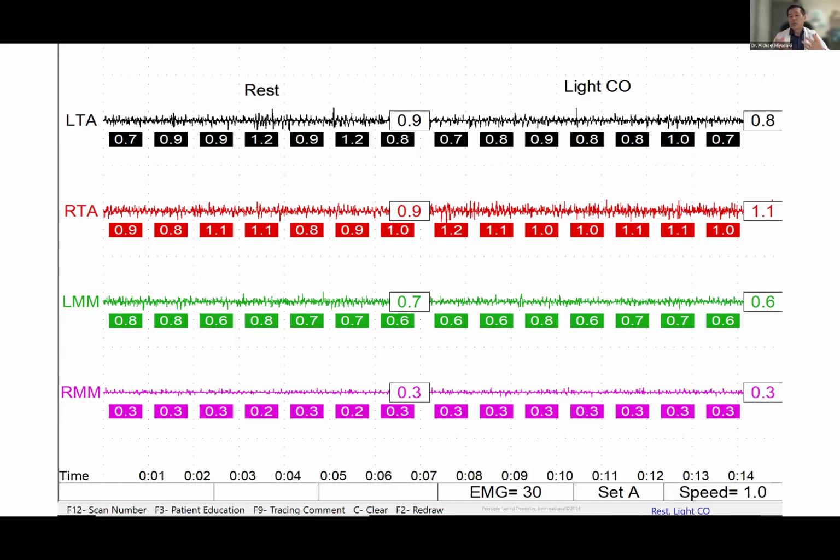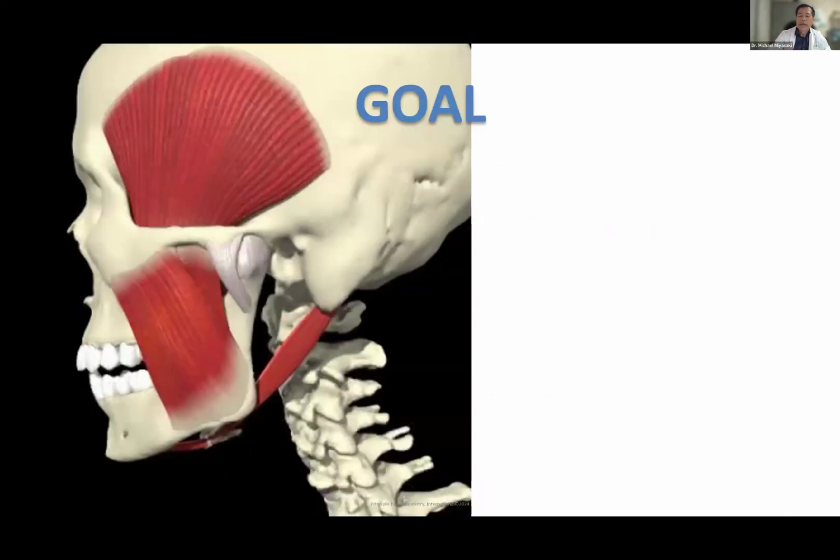Well, now once we restored this patient, you can see the EMGs went down. Either at rest or light CO in the final restorations, there's very little muscle activity because there's no accommodation the muscles have to do to reposition the mandible.